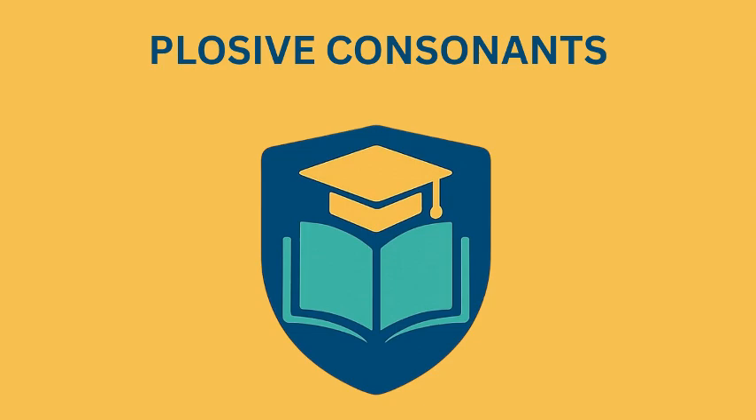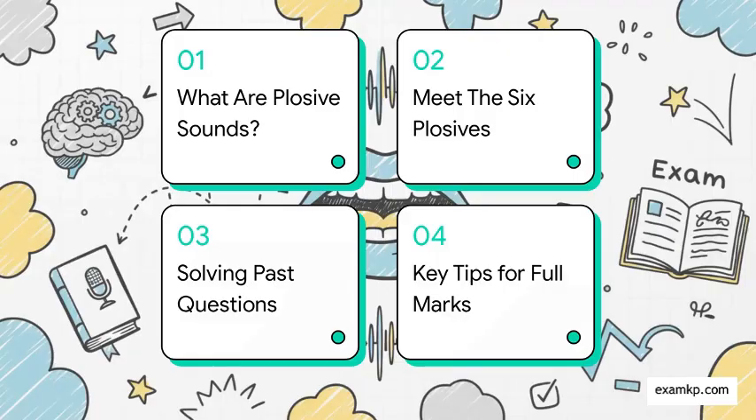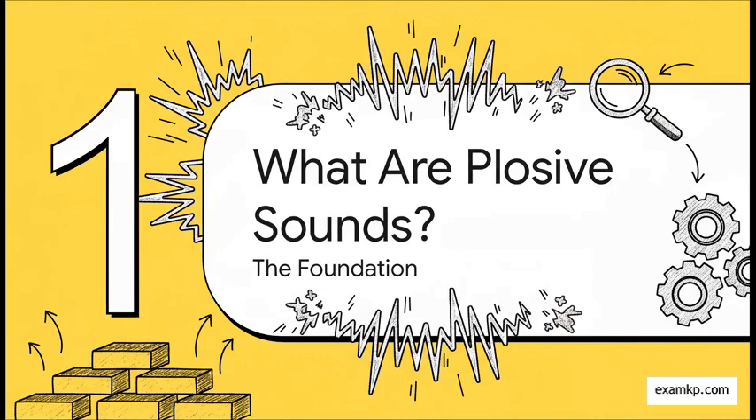So here's our game plan. It's simple. First, we'll nail down what plosive sounds actually are. Then we're going to meet the 6 and only 6 plosives you need to know. After that, and this is the important part, we're going to apply our knowledge and solve real past questions from WAEC, JAMB, and NECO. And to finish, I'll give you some key tips to make sure you lock in those full marks.